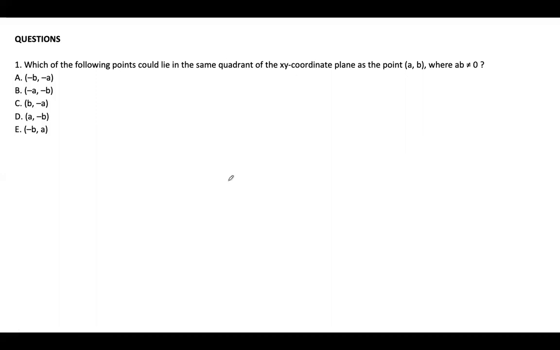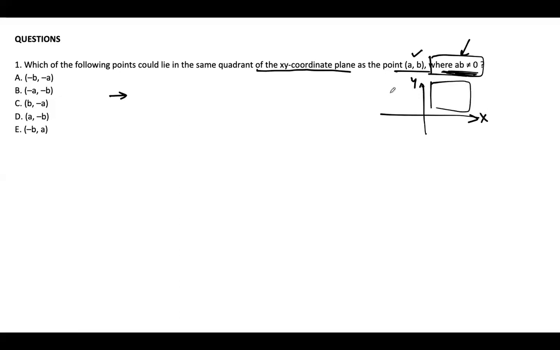A few questions that I've selected on quadrants. Alia, could you go through the first question quickly? Which of the following points could lie in the same quadrant of the xy coordinate plane as the point A, B, where AB is not equal to 0? What does it mean? If A and B are not 0, that means these points are not on the x and y axis. That means these points are lying maybe somewhere here, here. First, second, third, or fourth.